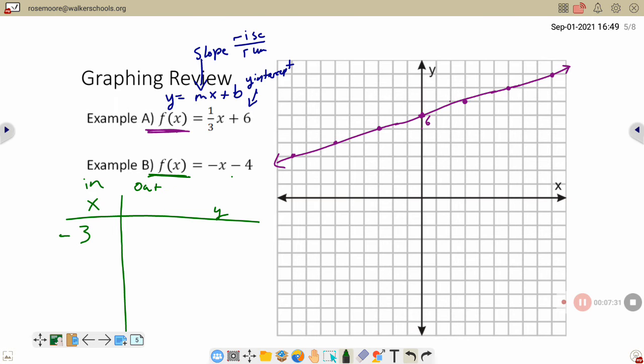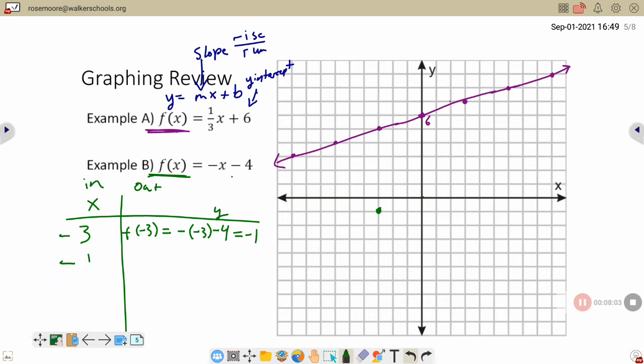If I plug in negative 3, I'll have negative 3 minus 4. Negative negative is a positive 3. I get negative 1. Okay, so my in is my x value, so I go over to negative 3, 1, 2, 3, and my output was negative 1. Okay, that's my x and y. So remember, it's x and y.